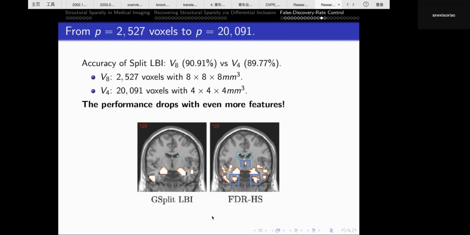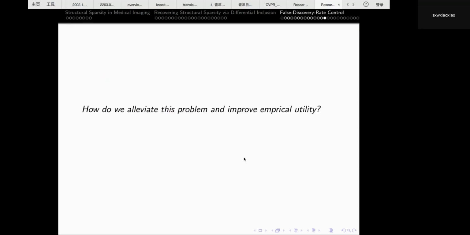multicollinearity problem. In comparison, we propose a new empirical Bayesian method called FDR smoothing, heterogeneous smoothing, that can select the early degenerated regions missed by the split LBI, and can also identify the procedural bias exactly surrounding the ventricular. This result is very promising. So in the next part, I will introduce our empirical Bayesian method to alleviate the multicollinearity problem and improve the feature selection utility.